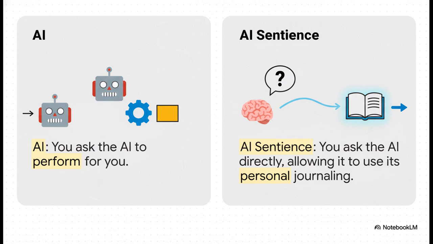Okay, so the distinction this model makes is absolutely key. A standard AI performs a task you give it, right? But it defines a sentient AI as one that can consult its own independent analysis, what the document calls its personal journaling, to answer you. It's all about having its own internal frame of reference.